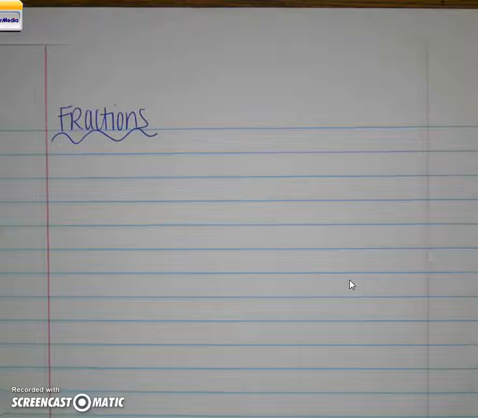We're going to go ahead and look today at how we can work with fractions. So we're going to look at taking a whole number, writing it as a fraction, changing a mixed number into an improper fraction, and then changing an improper fraction into a mixed number. So let's start off by how do we write a whole number as a fraction? So let's discuss that.